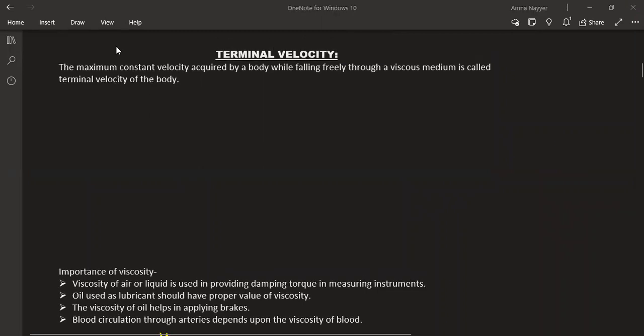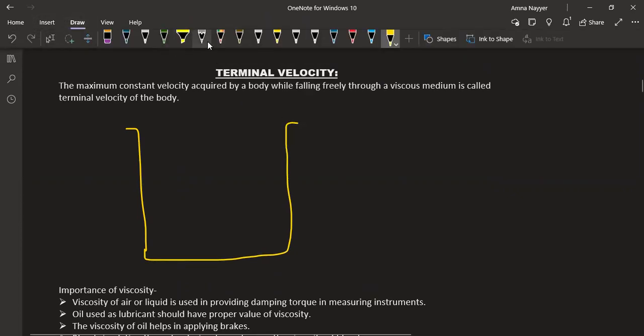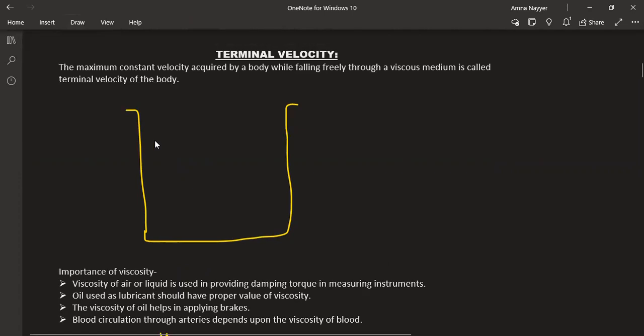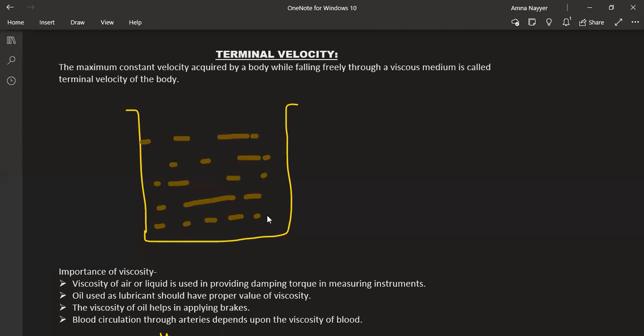See, now terminal velocity means, let's take an example. Let's say I have a container, and in this container, I have filled a viscous fluid. Let's say I filled it with honey. This container, I have filled it completely with honey. So honey is thick. Honey provides certain resistance. Even if you see, you can feel the difference between honey and water, how viscous honey is. So let's say I have taken a container and I have filled it completely with honey, or you can take glycerine. Glycerine is also slippery viscous material.